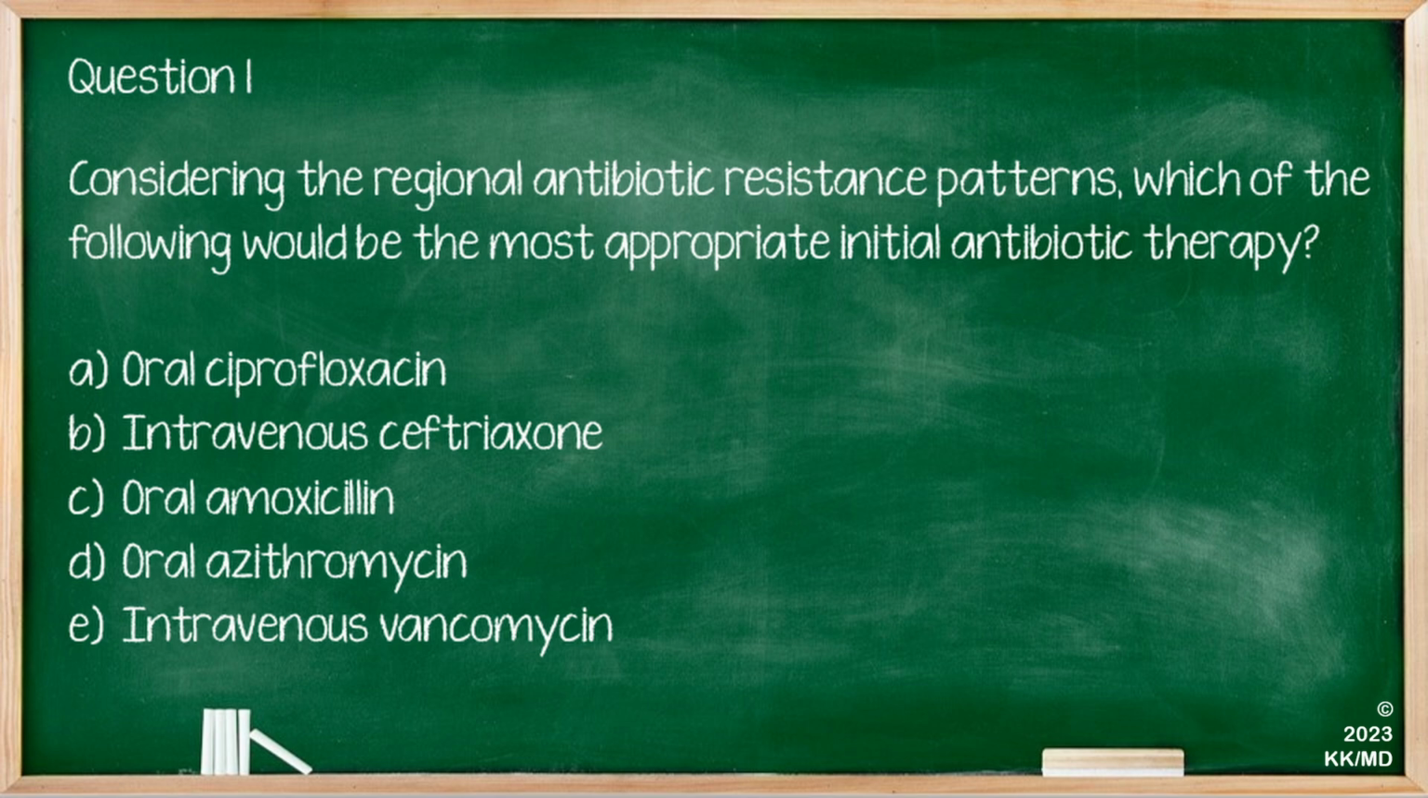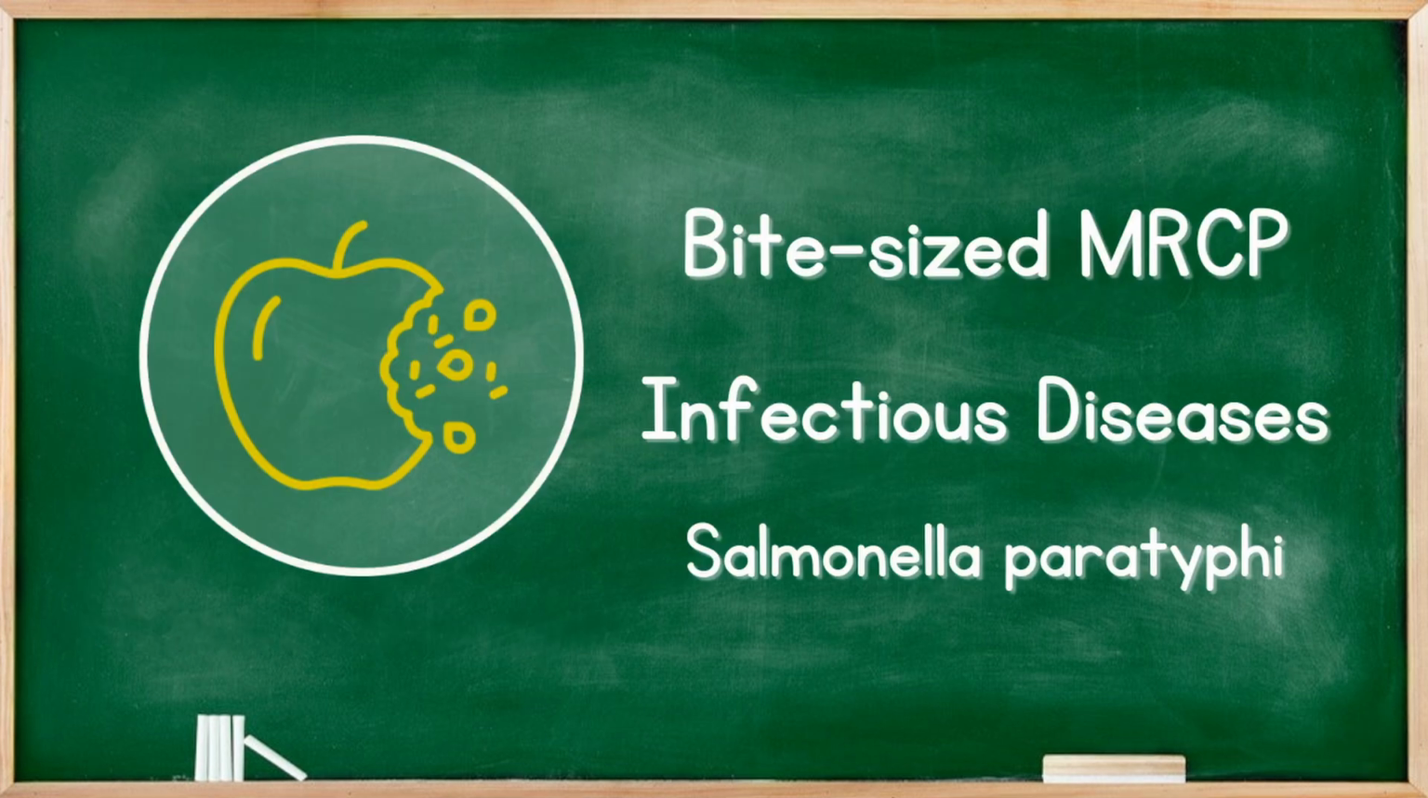A. Oral ciprofloxacin. B. Intravenous ceftriaxone. C. Oral amoxicillin. D. Oral azithromycin. E. Intravenous vancomycin. And if you recall, we discussed that the options for treatment of Salmonella typhi at the beginning is either with oral fluoroquinolones or intravenous ceftriaxone. Therefore, the correct option among these will be option B, which is intravenous ceftriaxone.